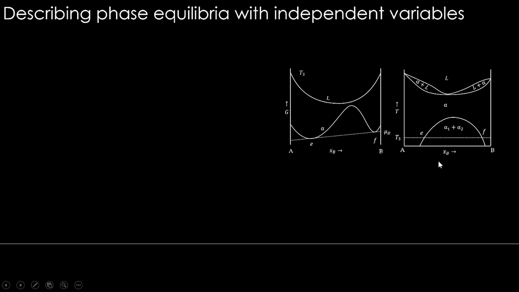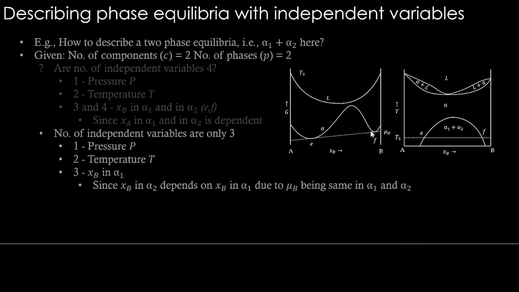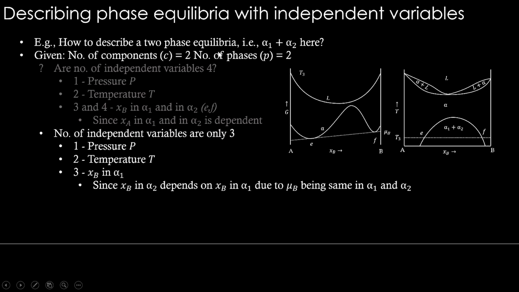Okay, here in this diagram we have a two-phase equilibria, right? Alpha 1 plus alpha 2 at this temperature, and G versus X plot gives you these two points where those compositions are seen. Now, how to describe a two-phase equilibria? That is alpha 1 plus alpha 2 here. Okay, this is an example now. Given that number of components are 2, A and B, and number of phases are 2, alpha 1 and alpha 2. Okay, how do we define this, and how many independent variables are required to define this?